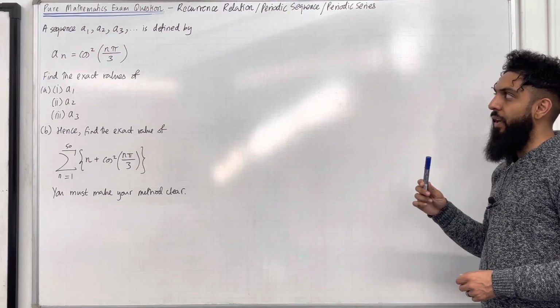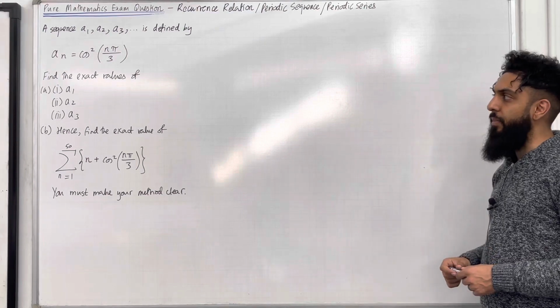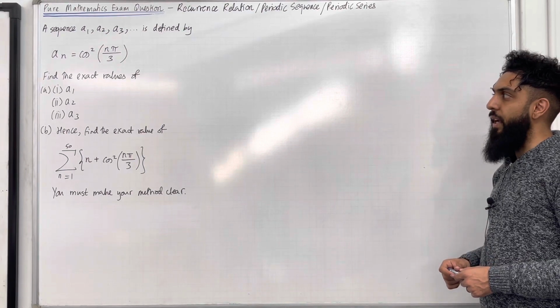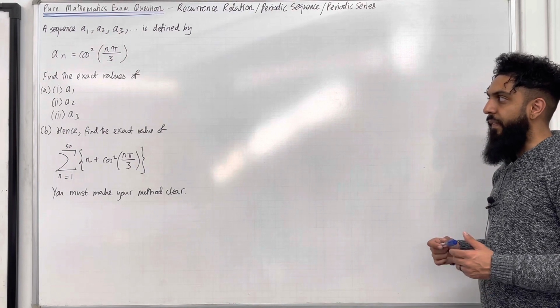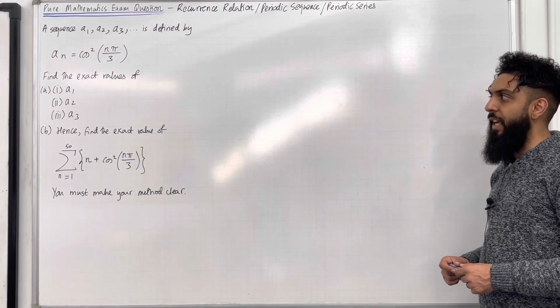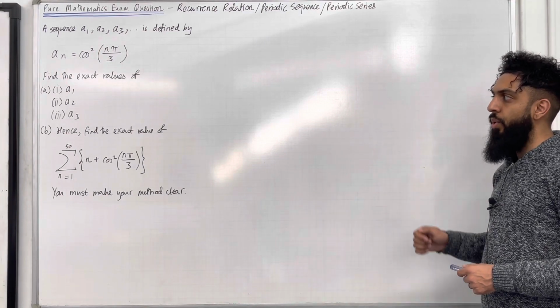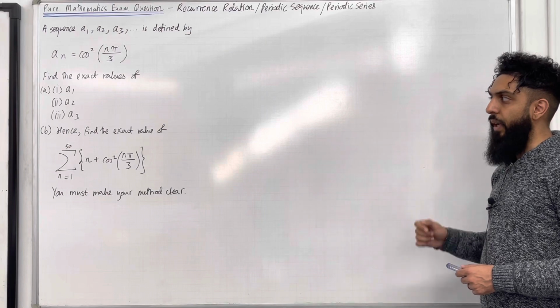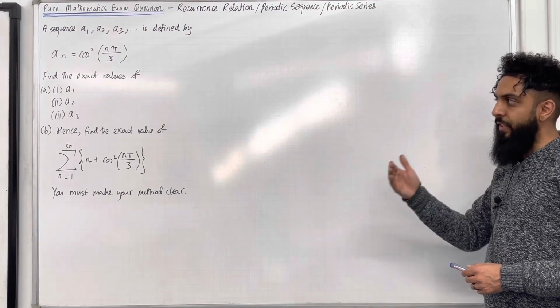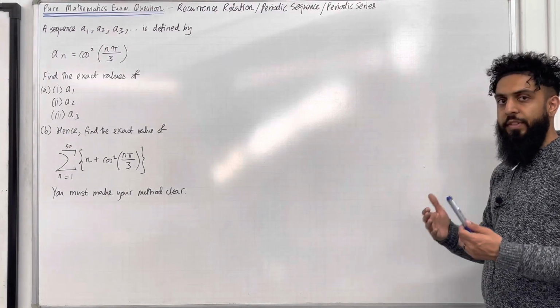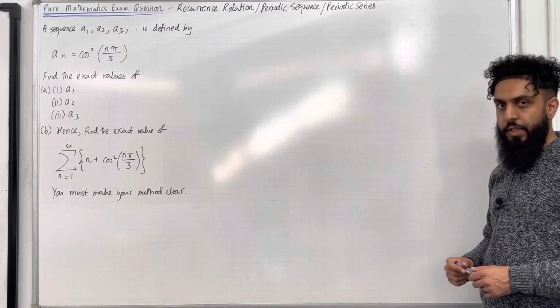A sequence a1, a2, a3 and so on is defined by a_n equals cos squared of (n pi over 3). Find the exact values of part A, part 1, a1, part 2, a2, part 3, a3. Please pause the video, attempt part A, part 1, part 2, part 3. Once you've got your complete solution, then play the video.